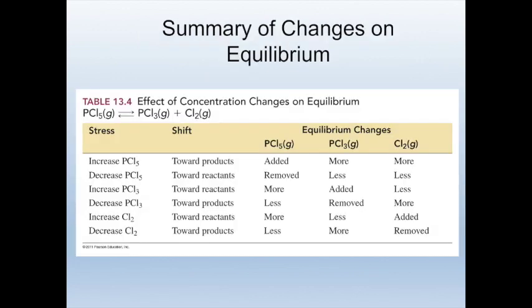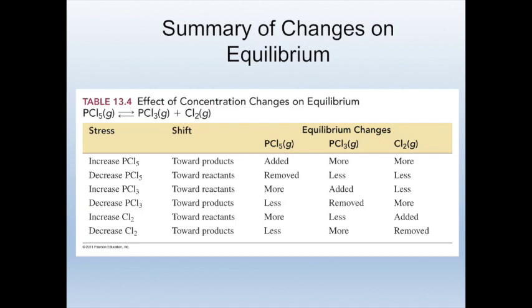So there's a summary of these changes. Say you have a reaction of PCl5 going to PCl3 plus chlorine gas. So PCl5 is the reactant and PCl3 and Cl2 are products. If you increase PCl5, that's shifting the equilibrium towards products, and this will produce more PCl3 and Cl2. If you decrease the amount of PCl5, this will shift the equilibrium towards reactants.